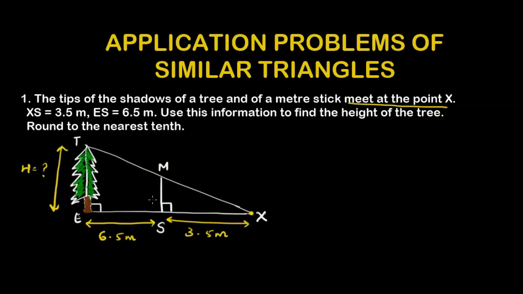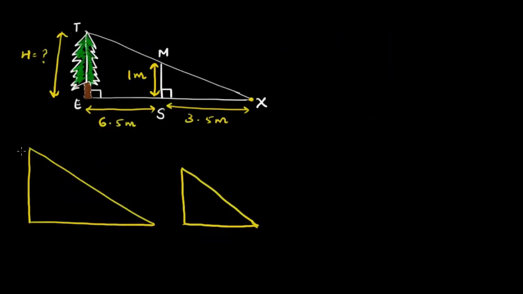Now because this is given to us as a meter stick, this height is given to us as 1 meter. Now, how do we know this problem is a similar triangle problem? It is because we are given information for two separate triangles. If we make these two triangles separately, this is how they would look. This is the tree, this is the shadow of the tree. So we can mark it as triangle TEX, the bigger triangle, and this is the smaller triangle, MSX.